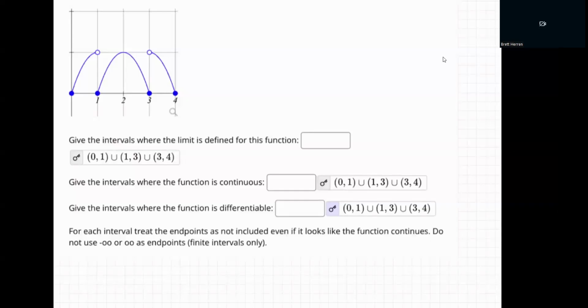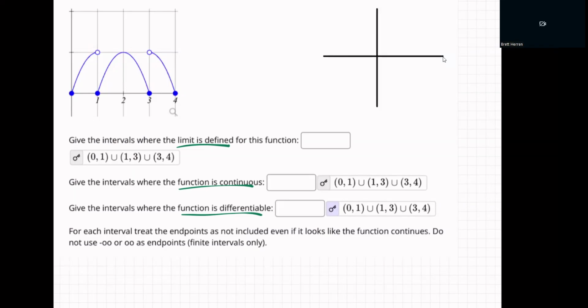This example has some kind of weird looking graph. And then it gives us three questions. Where's the limit defined? Where's the function continuous? Where's the function differentiable? Okay, so it's asking you to know those terms. Let me talk about them. What does it mean for a limit to be defined?